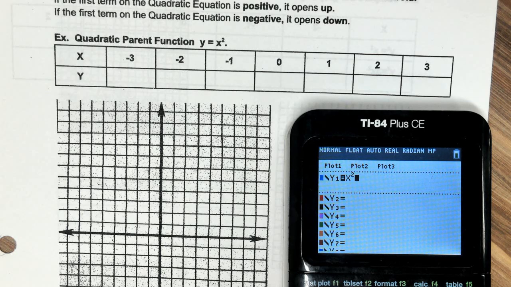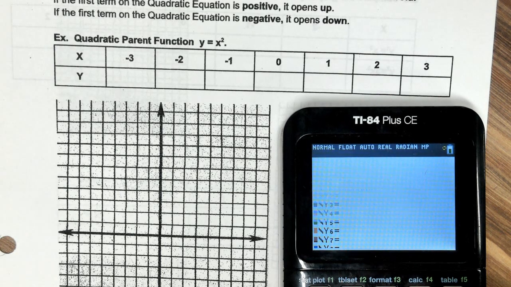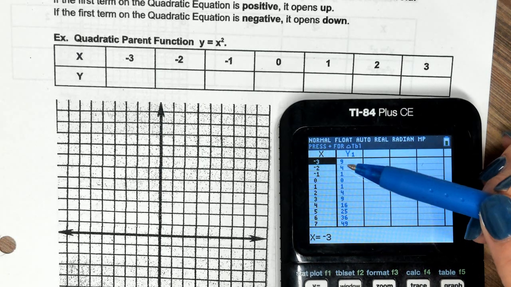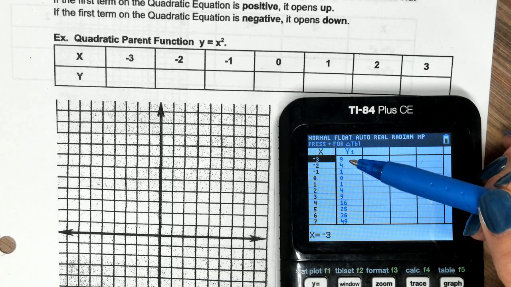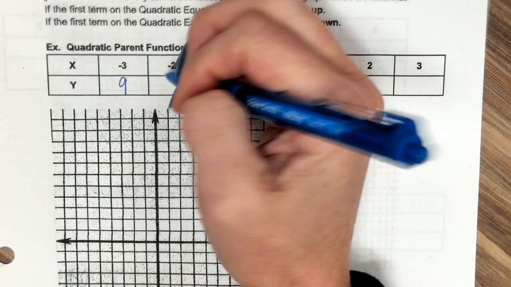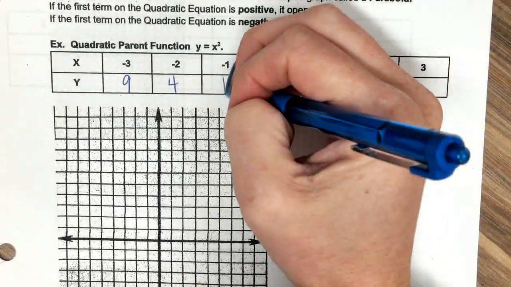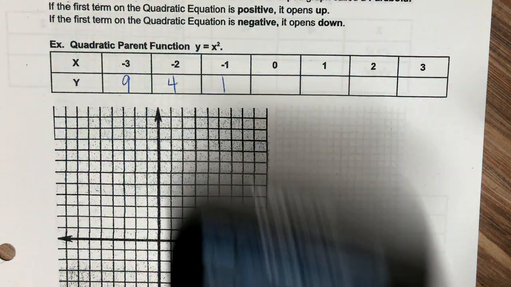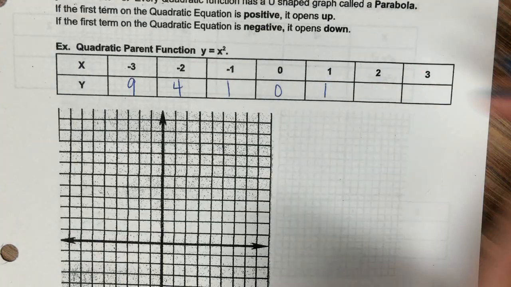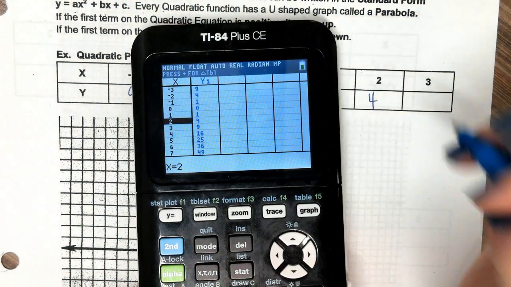I can't hear y'all. Second table, second graph. So second graph, here's my table. When x is negative 3, y is? Anybody? 9. When x is negative 2, y is 4. When x is negative 1, y is positive 1. When x is 0, y is 0. When x is 1, y is 1. And when x is 2, y is 4. When x is 3, y is 9.